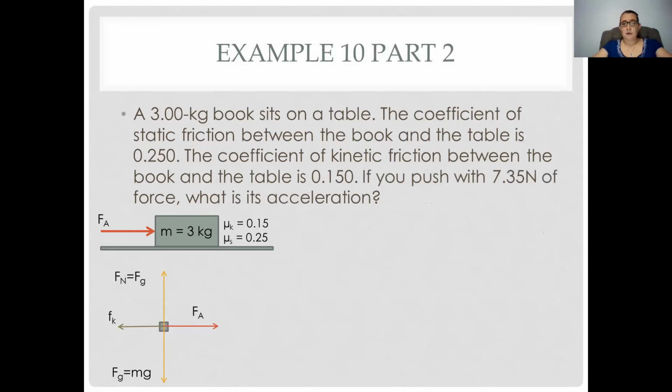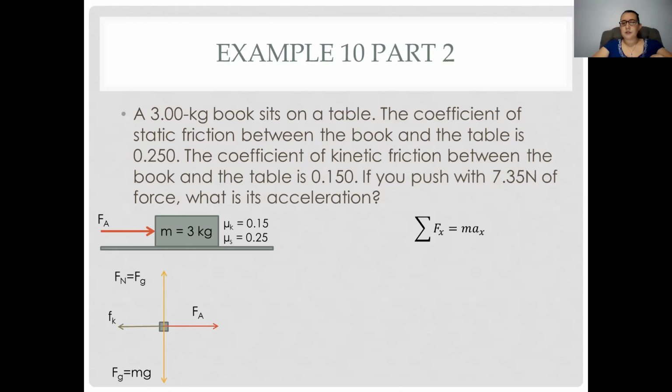Okay, so now if we push with 7.35 newtons of force, what is its acceleration? So our free body diagram here looks very similar, except now since we're dealing with a sliding book, our static friction has been replaced with kinetic friction, but all the other forces are in the same place, same label.